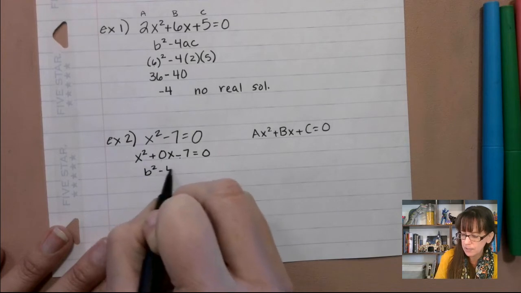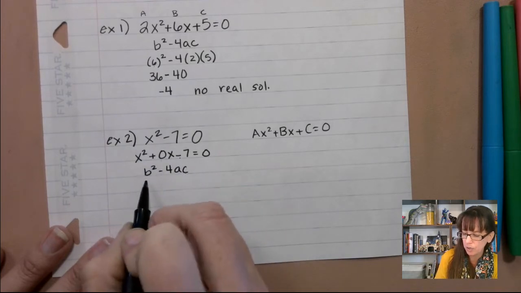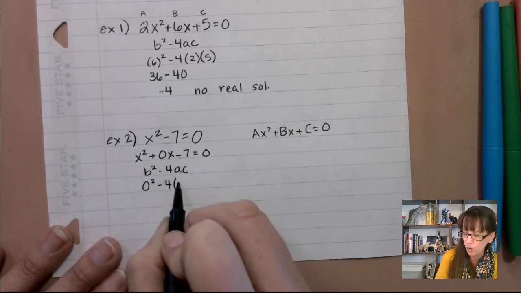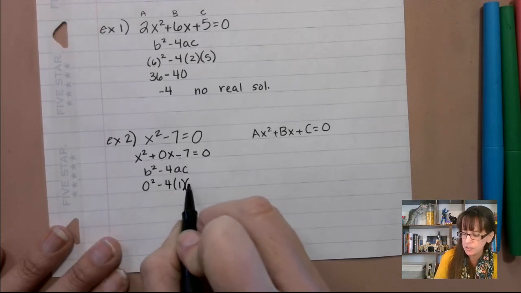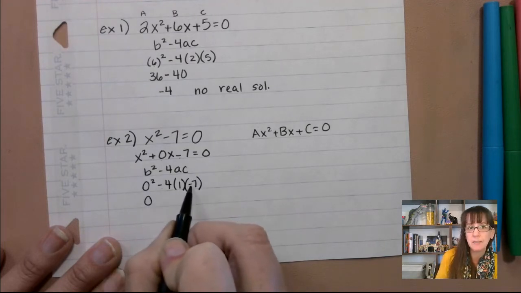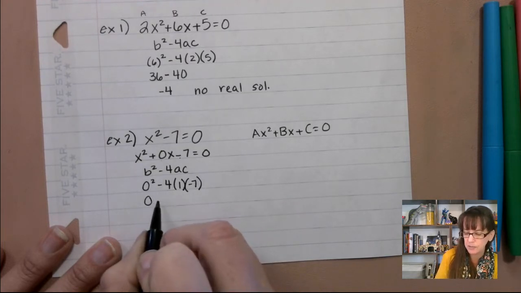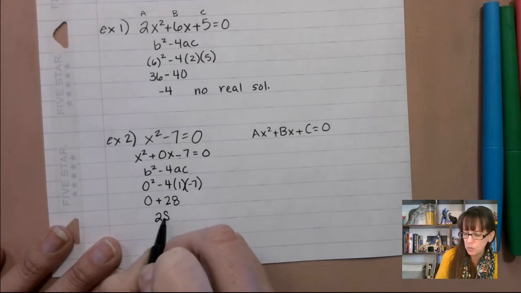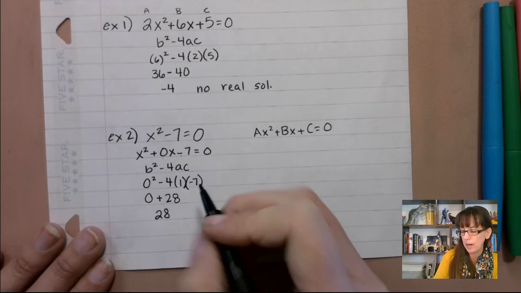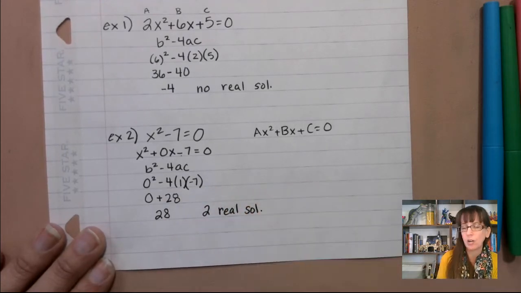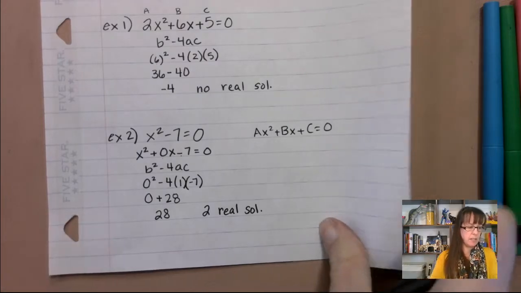So b squared minus 4ac. Our b is 0 squared minus 4 times our a, which is 1, times our c, which is negative 7. All right, 0, and then I have a negative times a negative, so don't just bring down this negative sign, do plus 28. My discriminant is 28, which means that this is going to have 2 real solutions because it is positive. All right, let's try a couple more here.